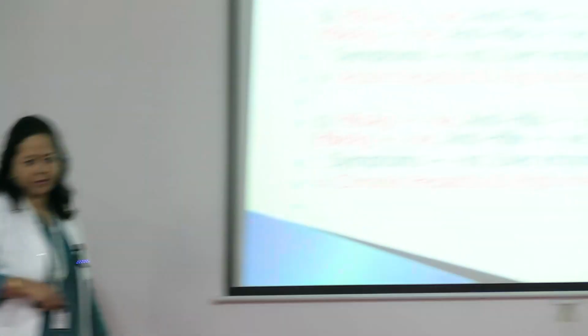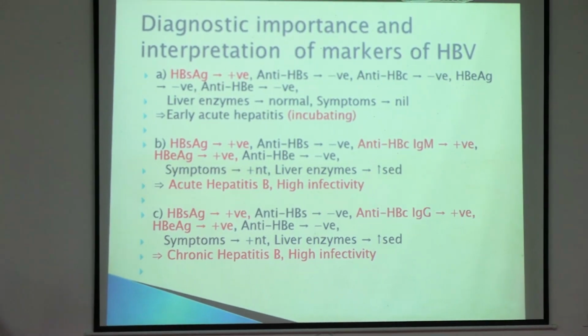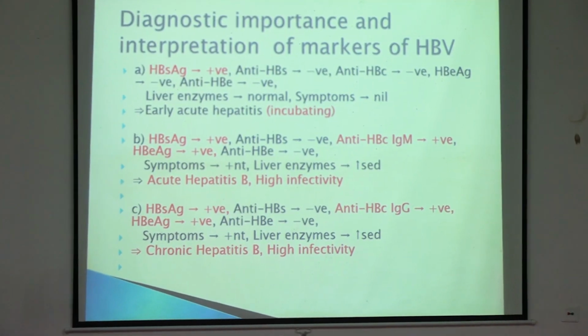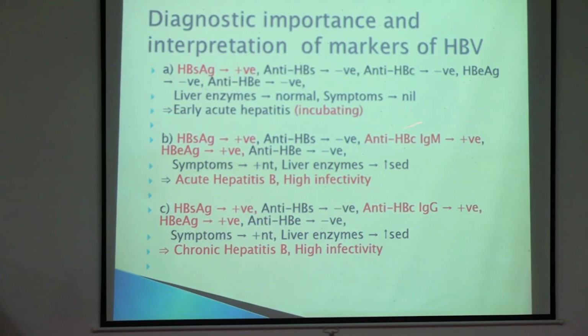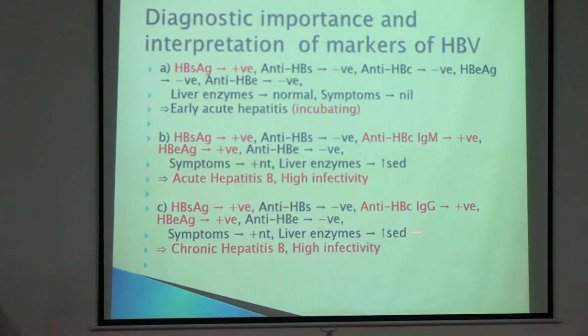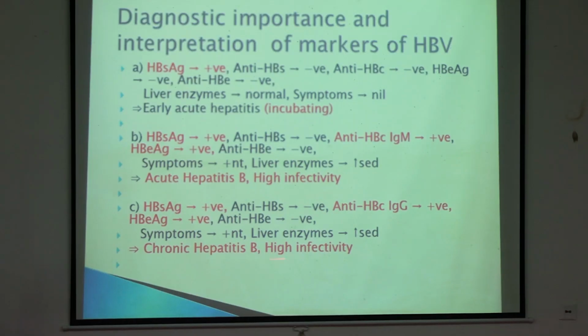Now the scenario you see here is chronic hepatitis B. When you say it's chronic, look for that IgG. Here we have anti-HBc IgG positive, HBsAg positive and HBeAg positive. So it's high infectivity and chronic hepatitis B. Is it clear to everybody?